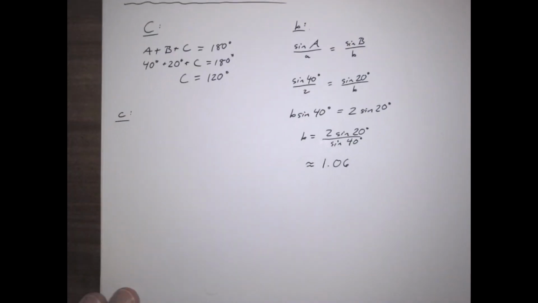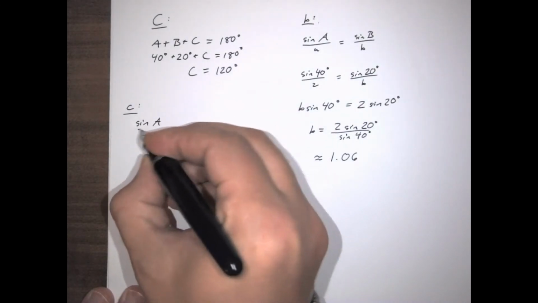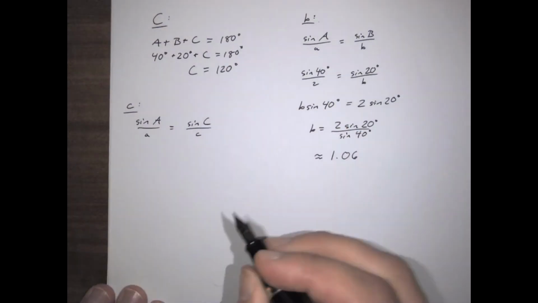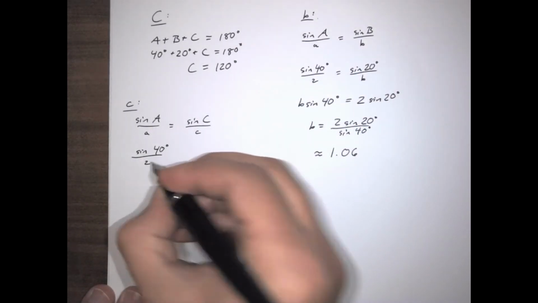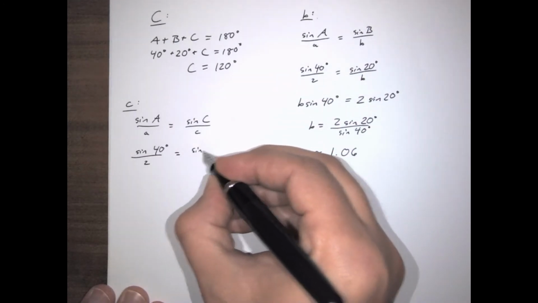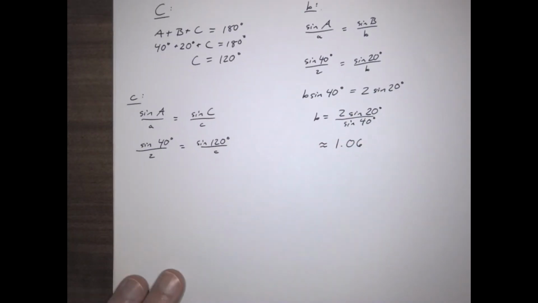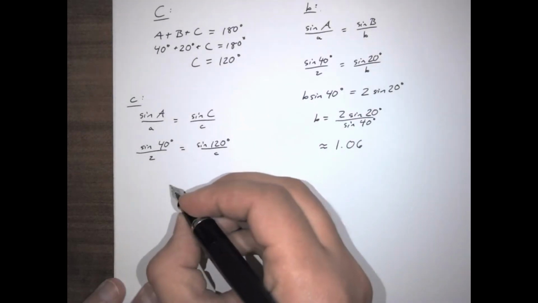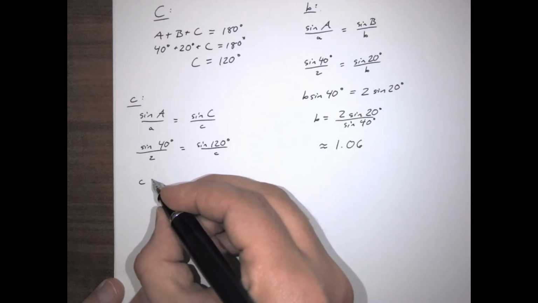So for little c, once again, we have the 3 pieces that we can put into play for the sine a over a equals sine c over c. So here, once again, sine of 40 degrees over 2 is equal to sine of 120 degrees over c. So once again, we were finding the sides using the law of sines, so there's no need for any ambiguous case considerations. So we just do the same thing we did, multiply both sides by c and by 2 to cancel the denominators.